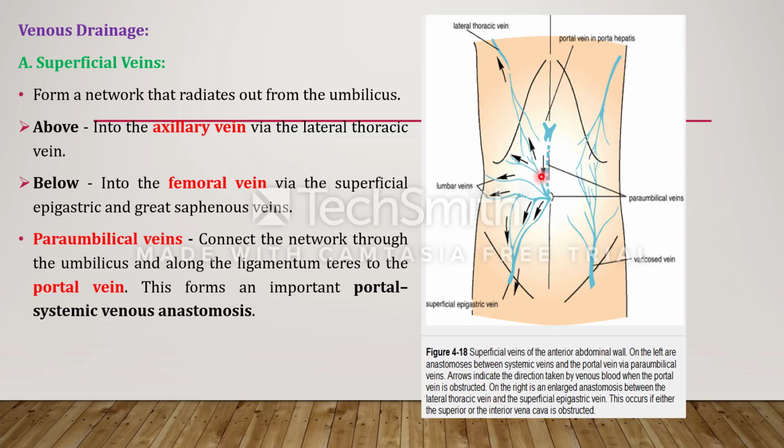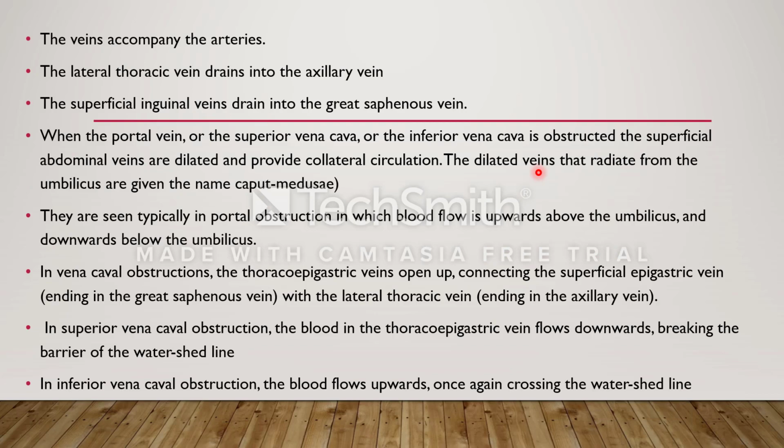These are all paraumbilical veins. They will form a network through which, at the umbilicus, they will be drained into the portal vein, or many paraumbilical veins are present which will drain into the portal vein. So they will form a portosystemic anastomosis here. They will form the portosystemic anastomosis.